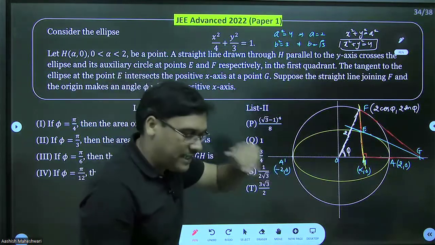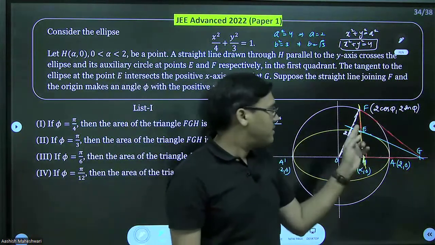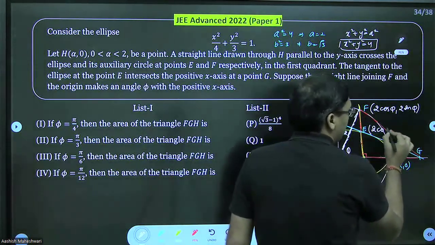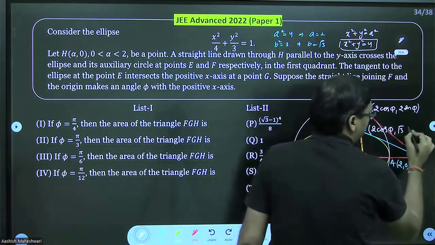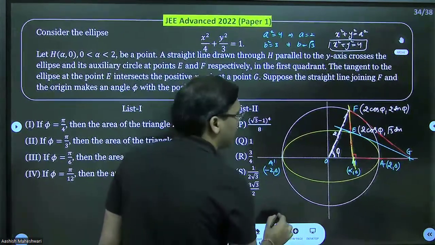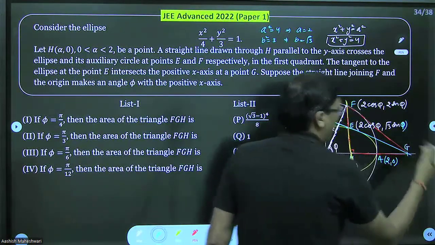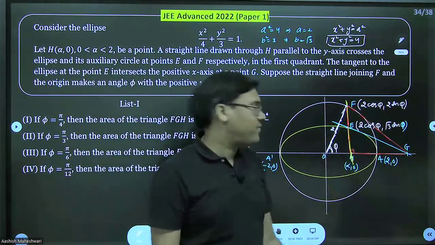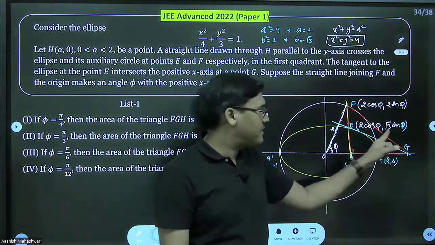And the corresponding points on the ellipse are a cos theta, b sin theta. So a cos theta becomes 2 cos phi, and b sin theta, where b is root 3, becomes root 3 sin phi. I hope this is clear. It is a cos theta comma b sin phi, because the angle on the auxiliary circle is phi, so the parametric angle of this point will also be phi, okay.